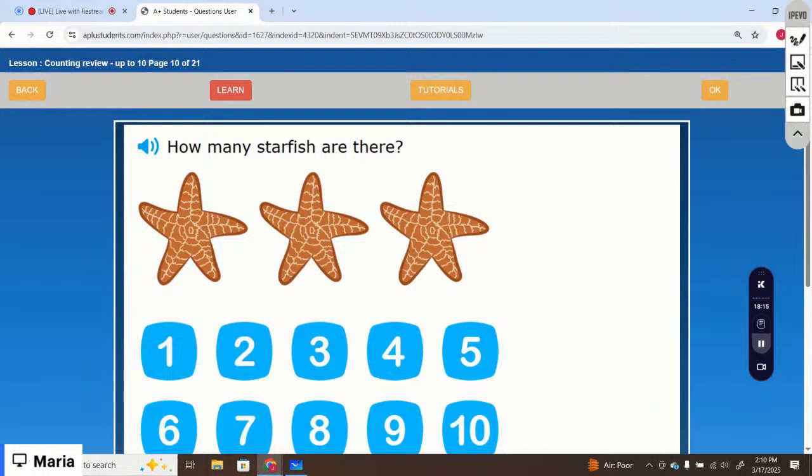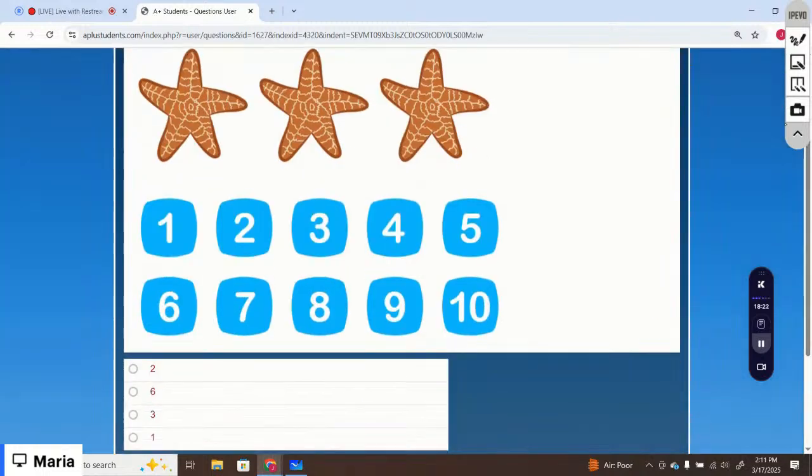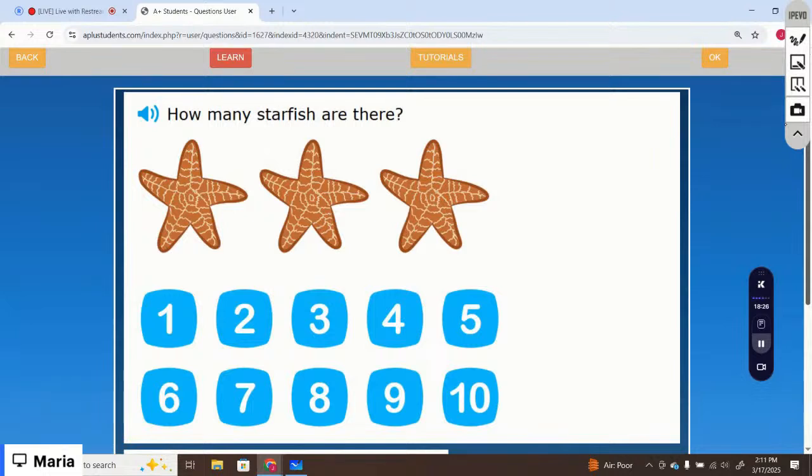How many starfish are there? The correct option is 3. There are 3 starfish. Okay, you can complete the lesson by yourself today. Let's just move on to the next lesson.